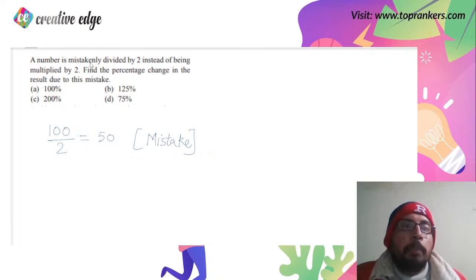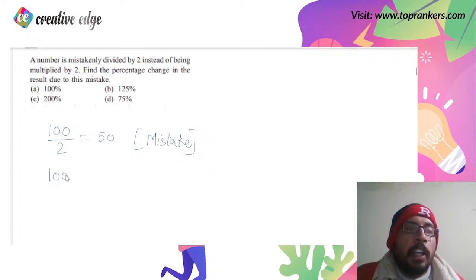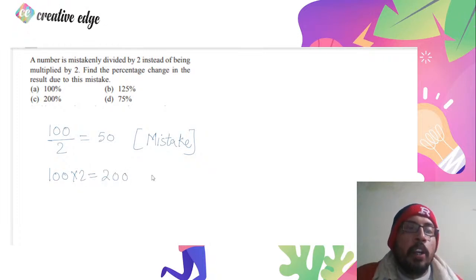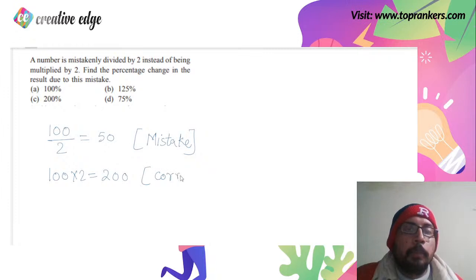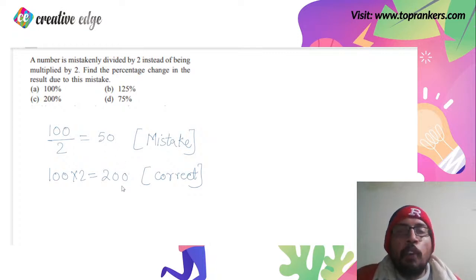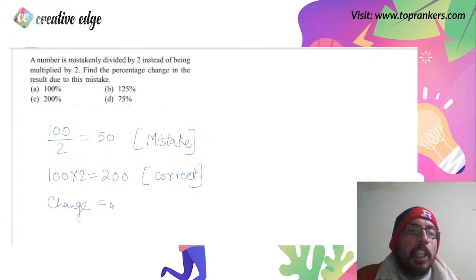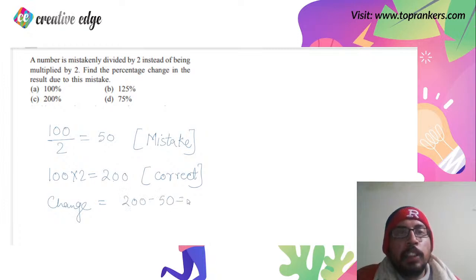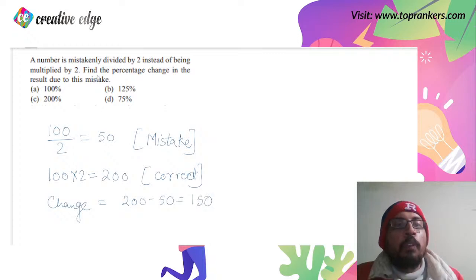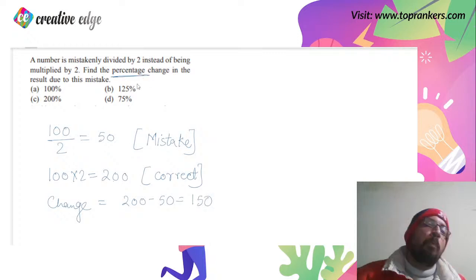The number is mistakenly divided by 2 instead of being multiplied by 2. Actually, the correct answer had to be 100 into 2. That means it should have been 200. That is the correct answer. You have been asked to find the percentage change in the result due to this mistake. That means you got 50 instead of 200. So the change is 200 minus 50, that is 150. But you have to find the percentage change.